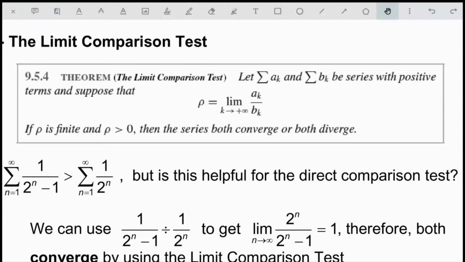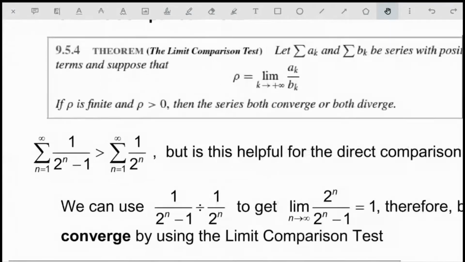If I took the ratio of those two rules, I would get a limit value of 1, which is finite and positive. When we take the limit of the ratio of the terms of the two series, if we get a number that's finite and positive, that means that they both behave the same way. They either both converge or they both diverge. Okay, so let's take a look at an example here.